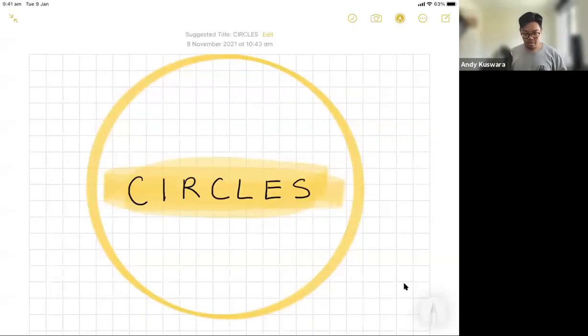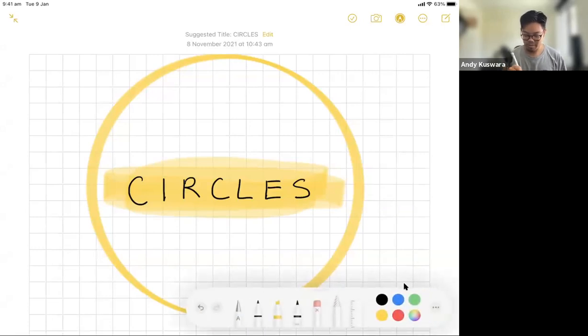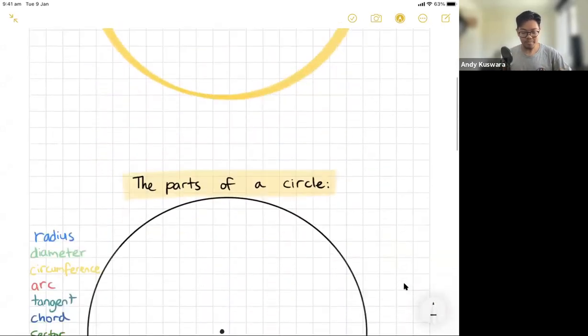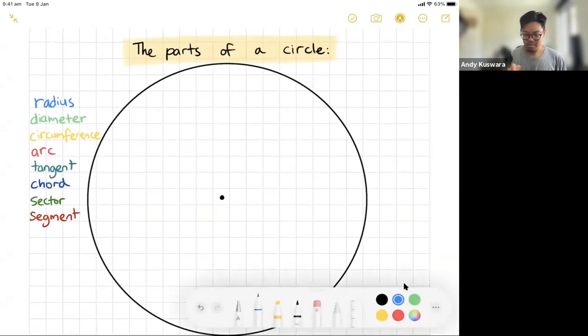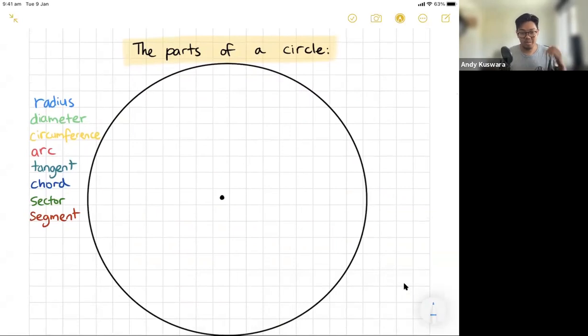Okay, so today we're talking about circles. And if you've noticed, I've drawn a circle there because we're talking about circles. So the first thing that we need to do is define what the parts of a circle are. Now, there's all these words: radius, diameter, circumference, arc, tangent, chord, sector, segment. There's a couple more, but these are just the important ones that you need to know for this year.